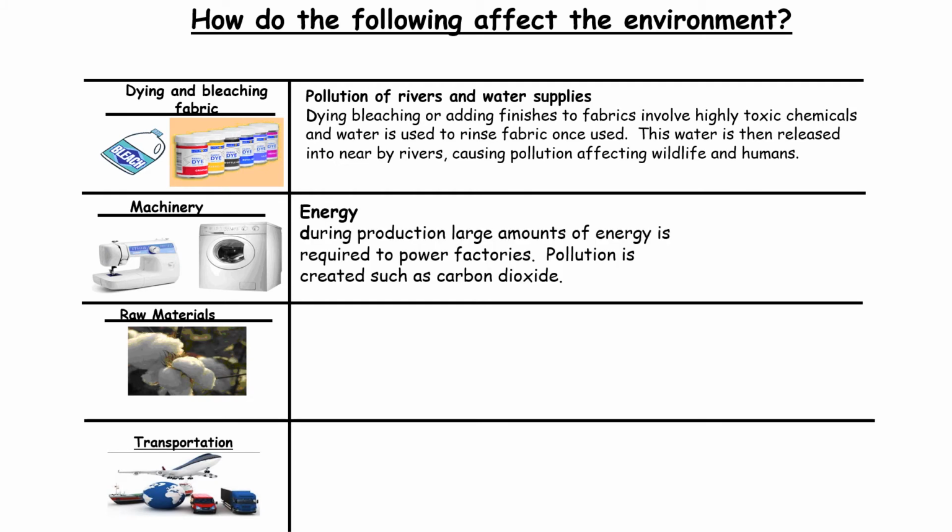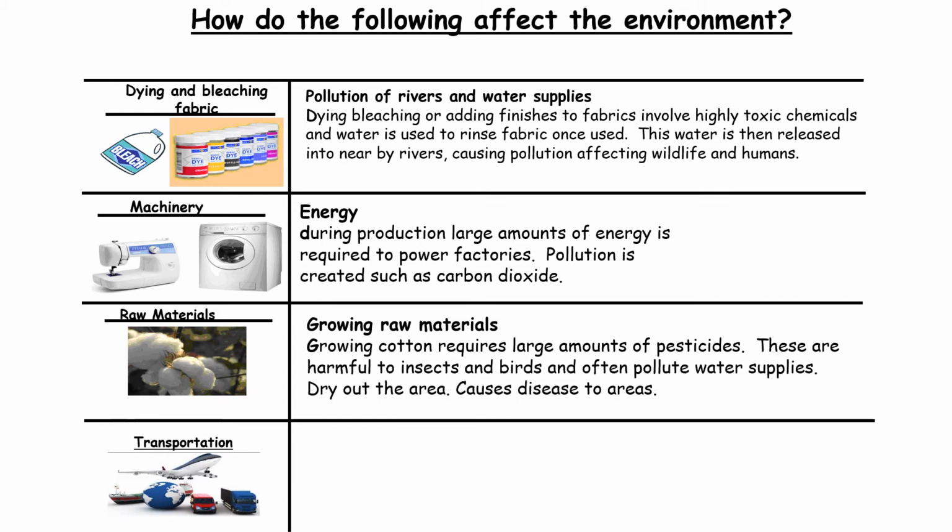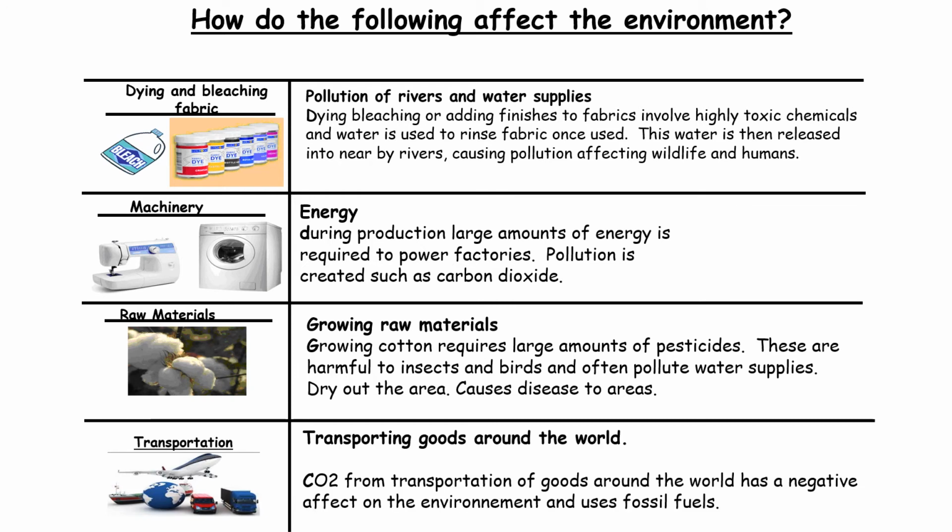Machinery: high amounts of energy are used during the production of large amounts of power in factories. Pollution is created such as carbon dioxide. Growing raw materials: growing cotton requires large amounts of pesticides. These are harmful to insects and birds and often pollute water supplies. They can dry out different areas in different countries and cause disease. Transporting goods around the world: CO2 from transportation of goods around the world has a negative effect on the environment and uses high amounts of fossil fuels that are unsustainable.